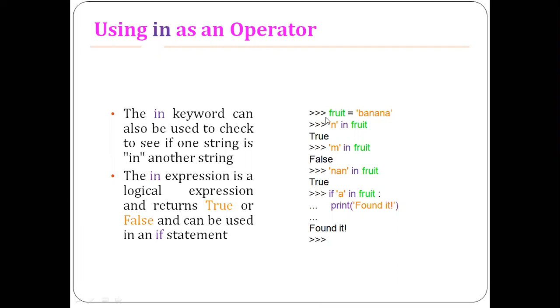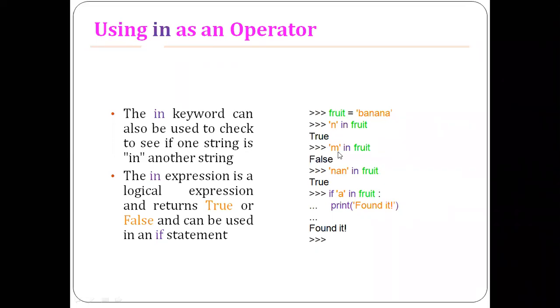Look at this example. Fruit is equal to banana, right? I'm searching for n within the string called fruit, whether n is there in the fruit or not. Now n is there in the fruit, that's why it will return a true value.